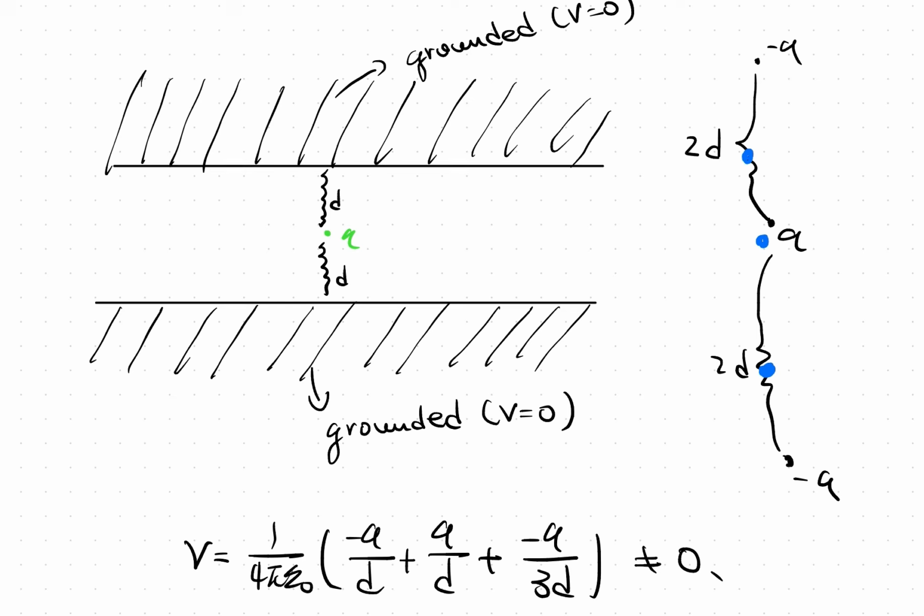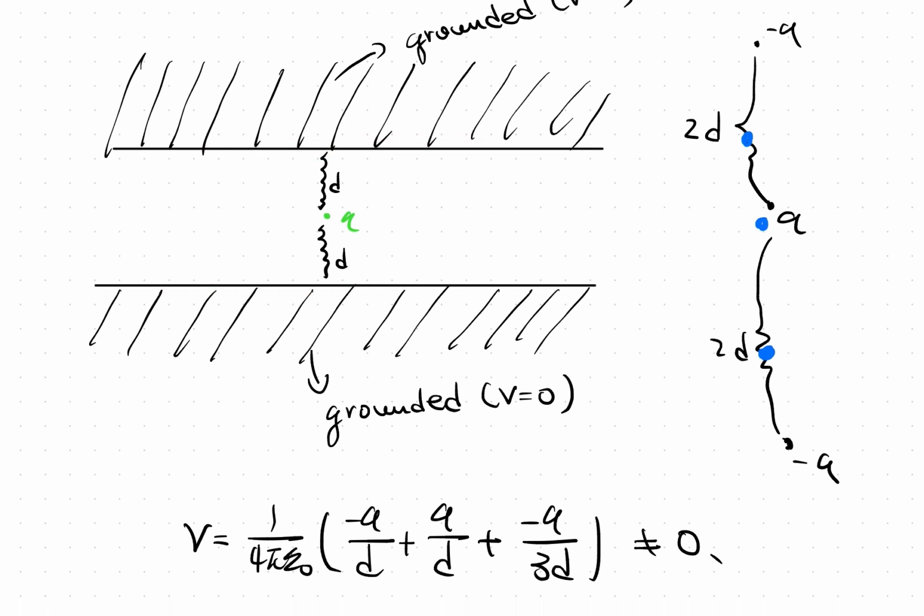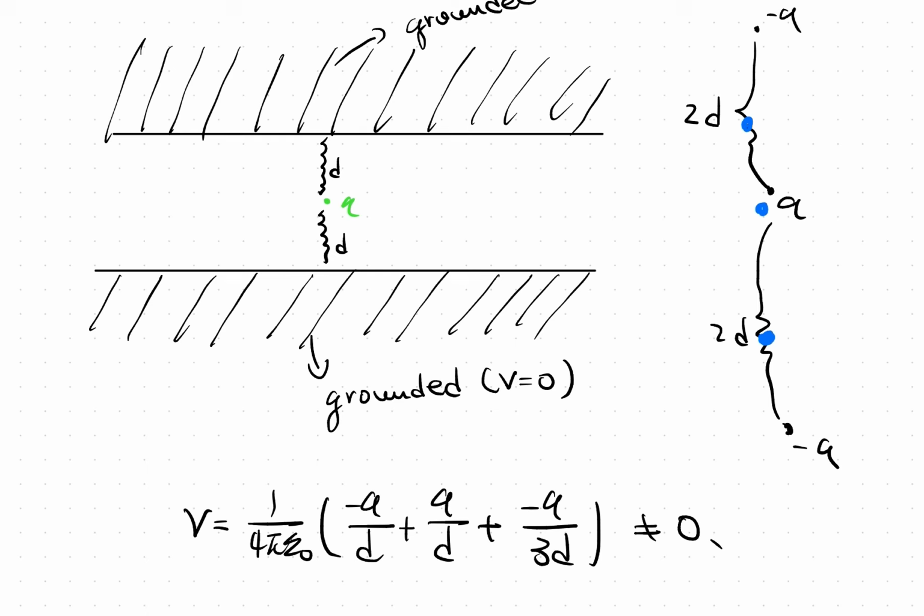Well, let's see. The first thing is we have to satisfy that the voltage on the boundary should equal 0, right? That's a condition. So it should be equal to 0 here and also here. So we have to choose a reference point, whether here or here. Let's choose here, right? So the voltage has to be 0 here.